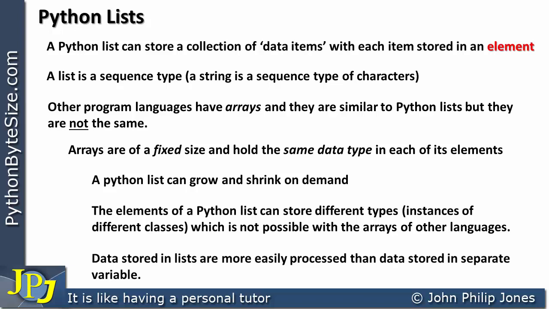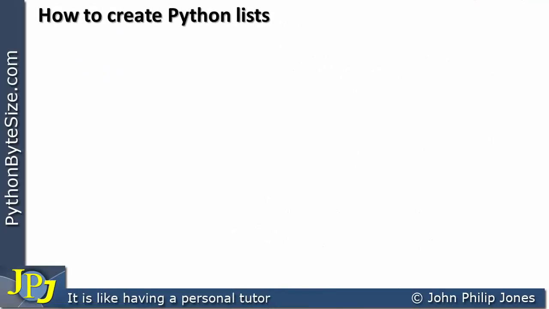Data stored in lists are more easily processed than data stored in separate variables. So the reason we have lists is we have imposed a structure upon variables, and that structure allows us to more easily process all of the various bits of data in the list. Let's have a look at how we can create Python lists.